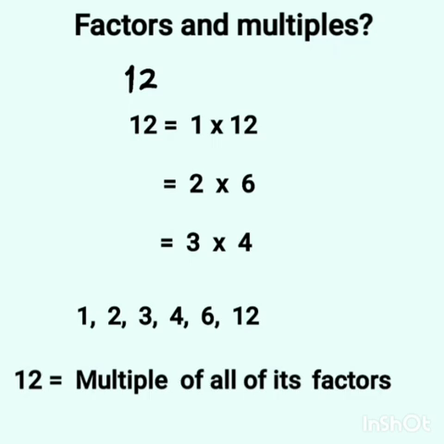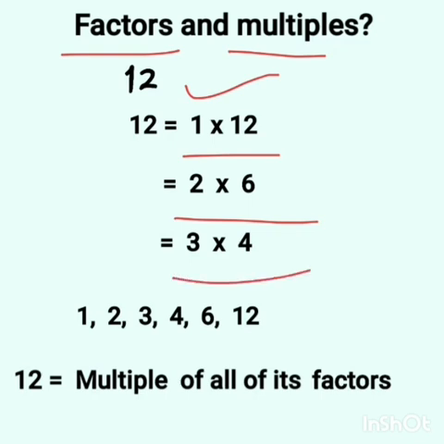Now we come to a very interesting question. How are factors and multiples related? So let us understand the relation with the help of a random number, say 12. To find the factors of 12, we try writing it as all the possible products of two numbers. So 12 can be written as 1 multiplied by 12. It can be written as 2 multiplied by 6 and as 3 multiplied by 4. So these are the only possible combinations. Each of these numbers is a factor of 12. So the factors of 12 are 1, 2, 3, 4, 6 and 12.